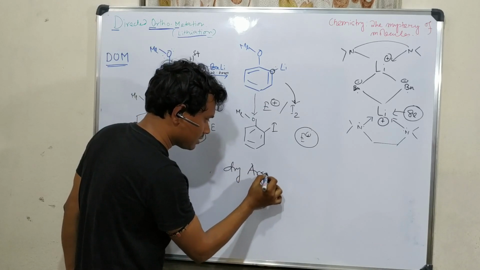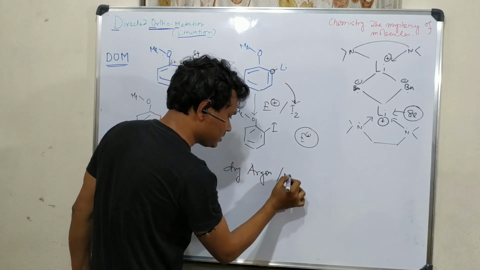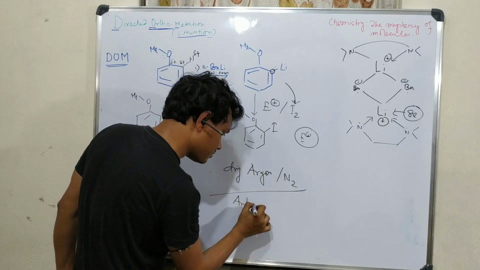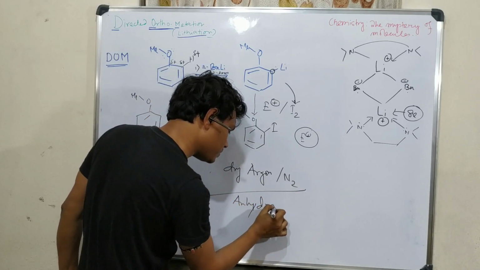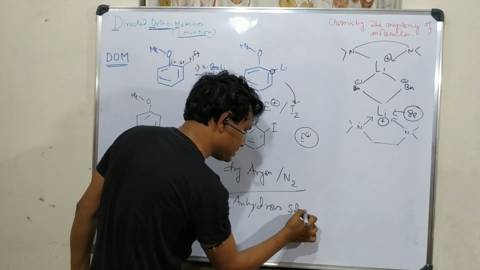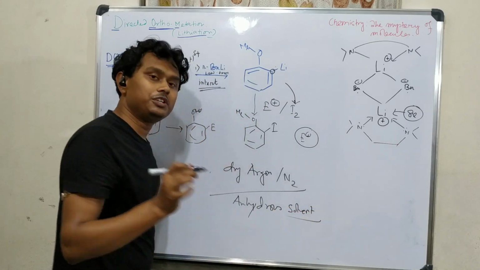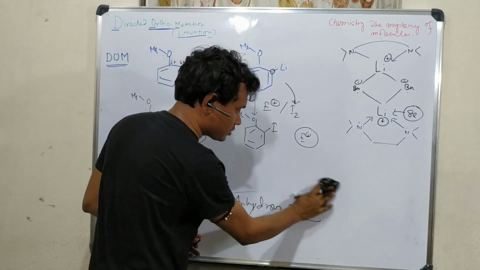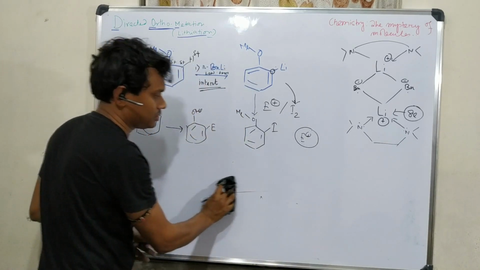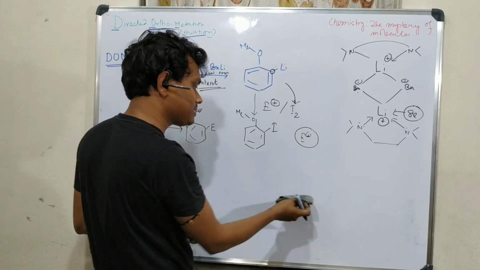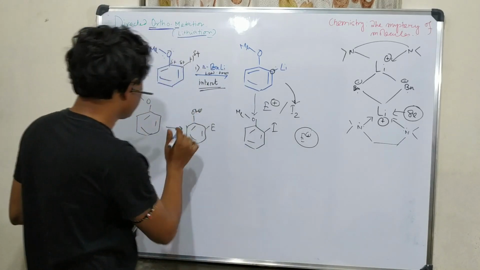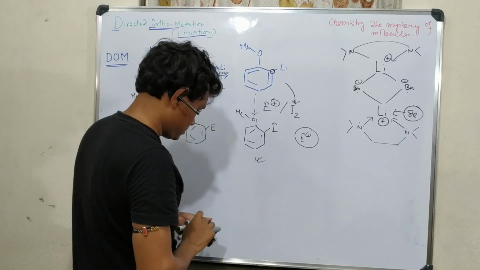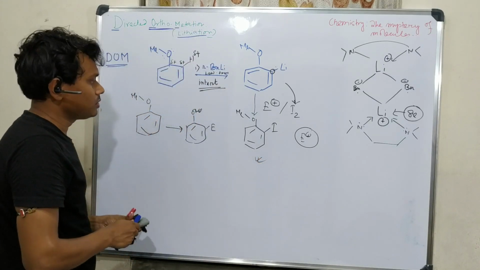Dry argon or nitrogen first, and second, anhydrous solvent. I have explained this in my previous video. Please see the videos for complete clarification. So dry argon and nitrogen are necessary in all reactions. I am not going to write it in every case, but keep it in mind. So why should we follow this process? It is a fair question.